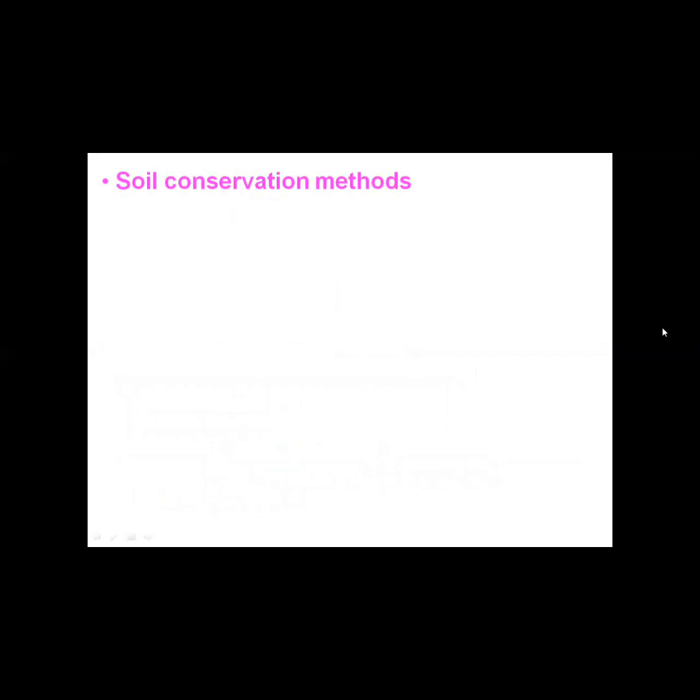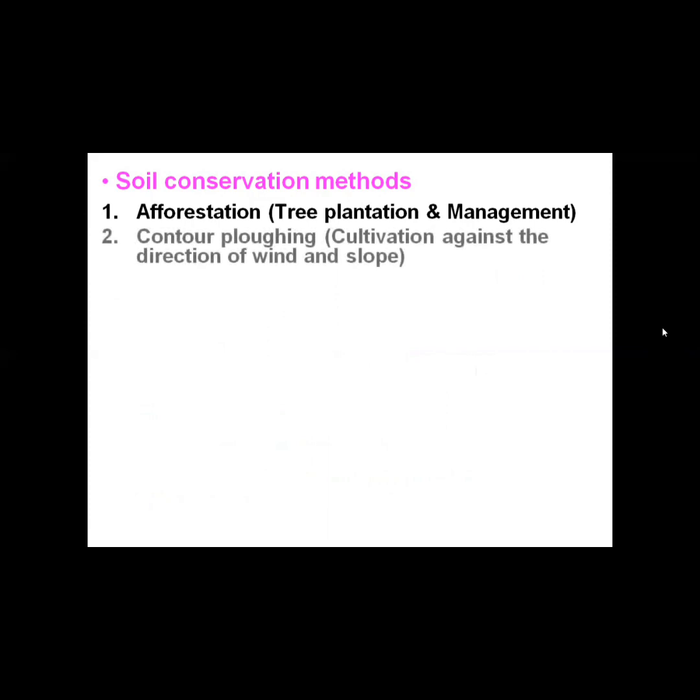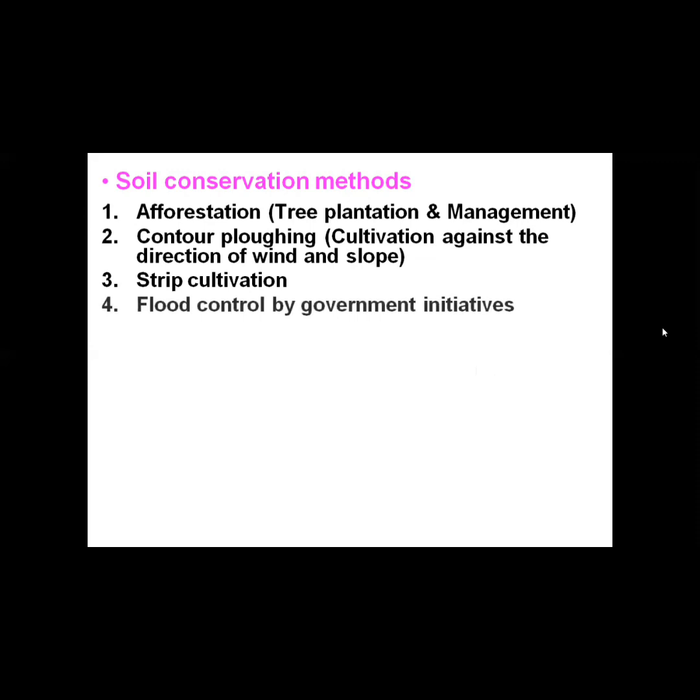Then we will see soil conservation methods. For this, the most important soil conservation measure is afforestation, meaning plantation of trees and management of the tree plantation. Secondly, we can go for contour ploughing: cultivation against the direction of wind as well as against the direction of the slope should be carried out. Strip cultivation should be followed. Flood control by government initiatives.